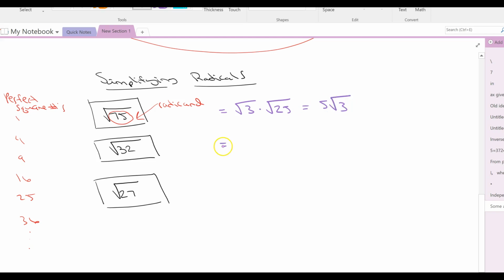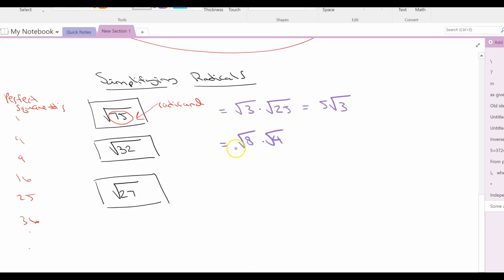Okay, square root of 32. Now here's what's interesting. Maybe you don't see the biggest perfect square that divides into radical 32. Maybe you just see that 32 is divisible by 4. There's nothing wrong with that, right? Many people don't necessarily think of the largest perfect square number.